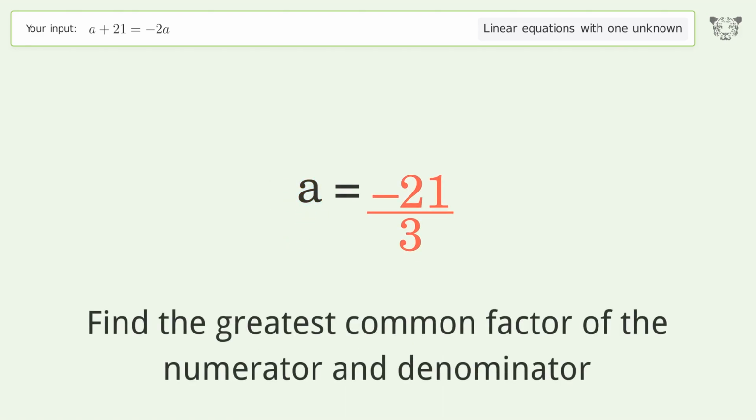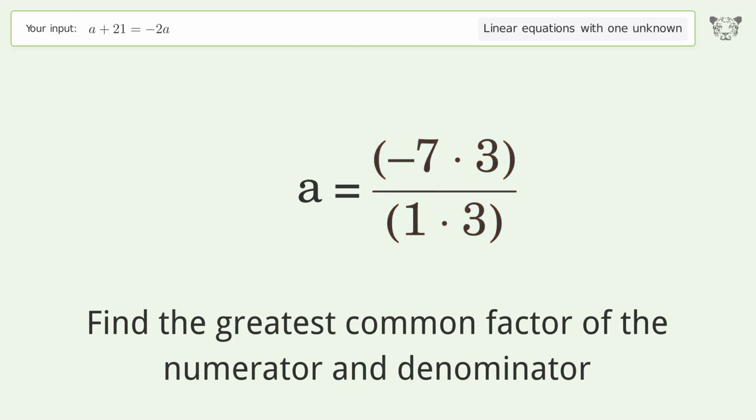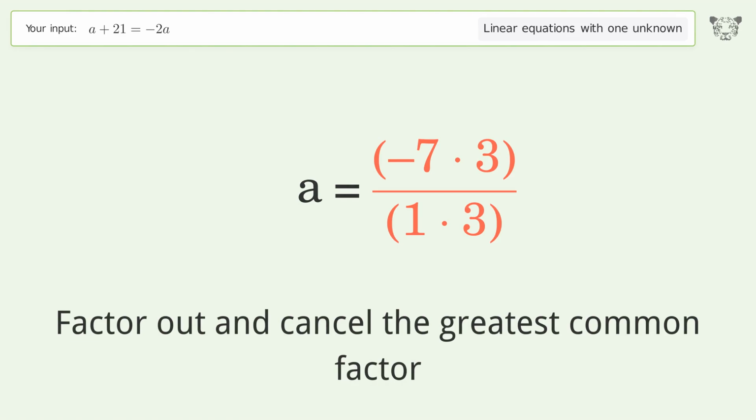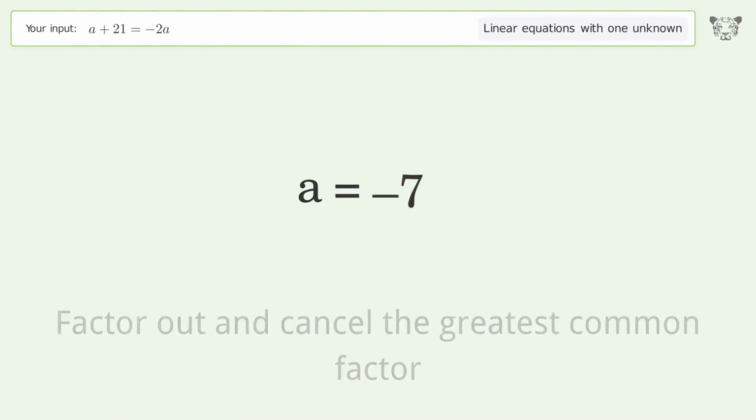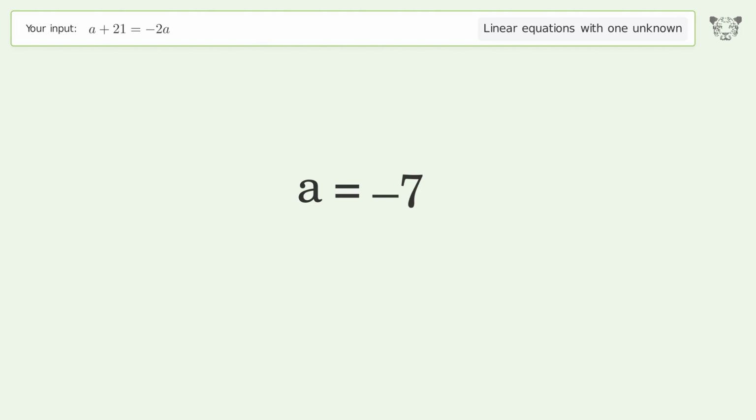Find the greatest common factor of the numerator and denominator. Factor out and cancel the greatest common factor. And so the final result is a equals -7.